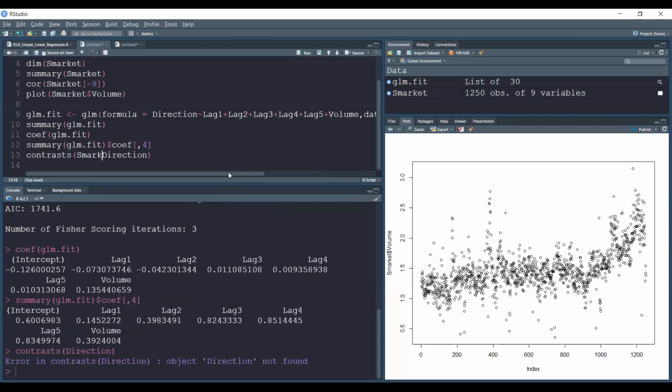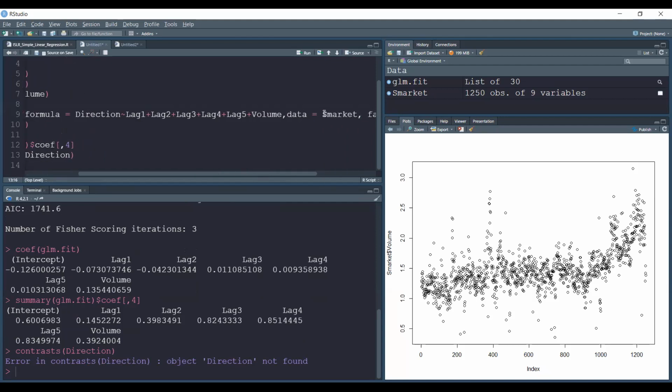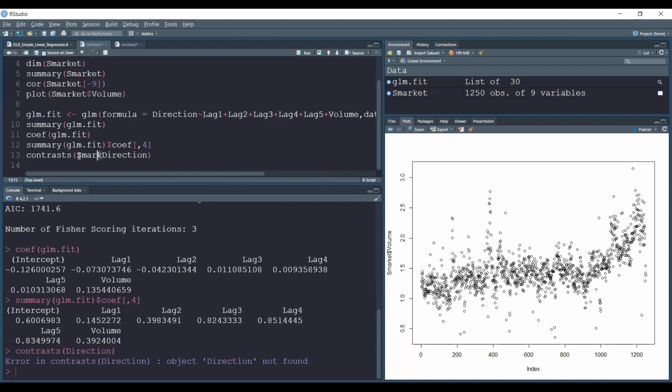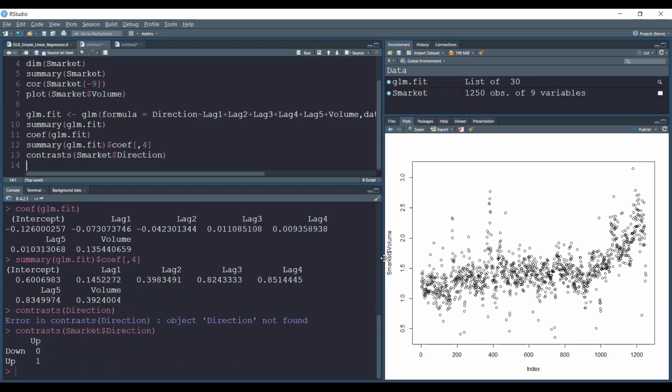I didn't get this error in the GLM code because you're explicitly telling it over here, take your data from S market. Whereas over here, there isn't enough information for the compiler to tell what that direction data is. But if you do it like this now, don't ask me why or how R decides, but up is 1 and down is 0.